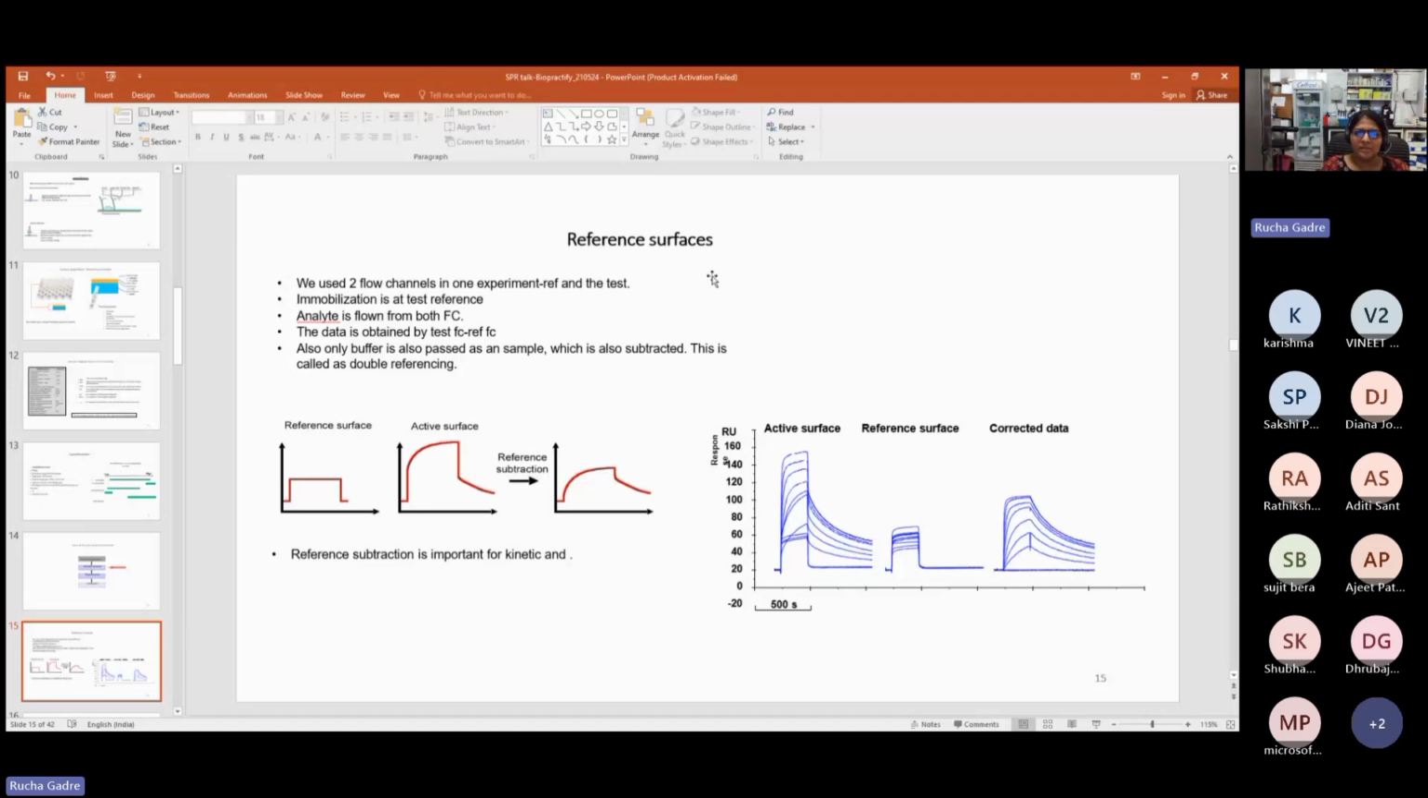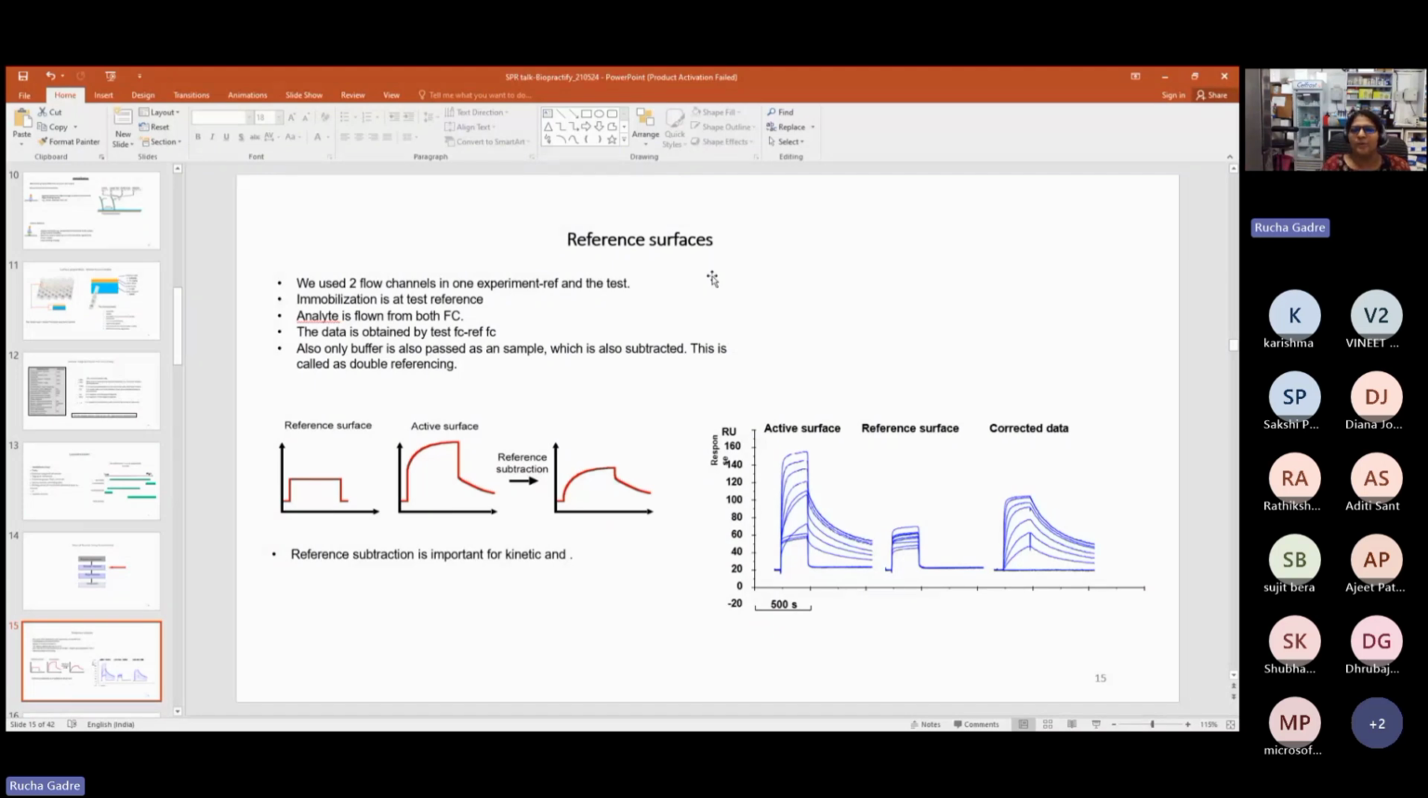So one is a test and another is a reference. We immobilize our ligand on the test, and the reference is kept as is, kept ideal. Now the analyte is flown over the reference as well as the test, both.